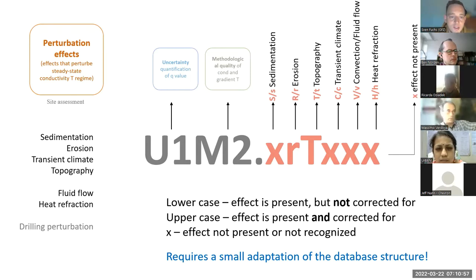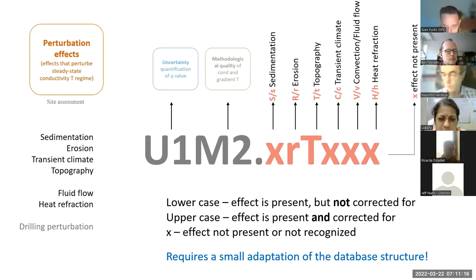Here is an example, which gives for the uncertainty a rating between 1 and 4, for the methods a rating between 1 and 4, and then some descriptive letters at the end of the rating that give an impression of whether perturbation effects like sedimentation, erosion, and so on are present at a specific location. This general scheme was approved and discussed last time, and it became clear during that discussion that we need to go into more detail regarding conductivity and temperature ratings.